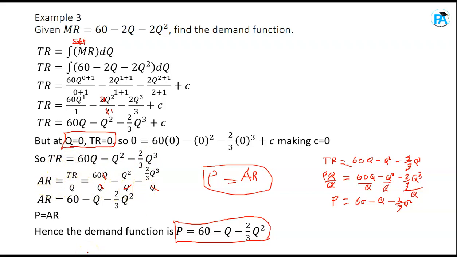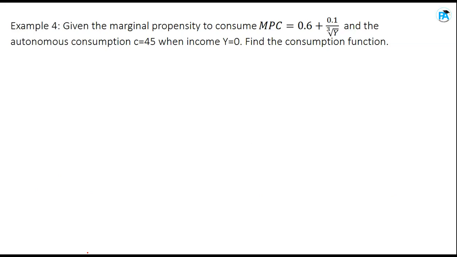So that's the end of example 3. So let's proceed to example 4. Example 4 says, given the marginal propensity to consume MPC to be equal to 0.6 plus 0.1 divided by cubic root of Y, and the autonomous consumption C is equal to 45 when income Y is equal to 0, find a consumption function.